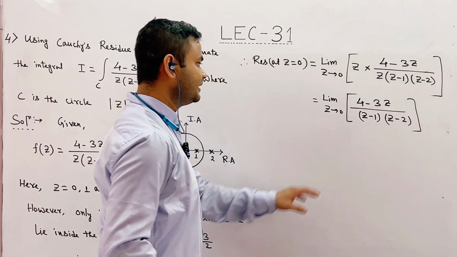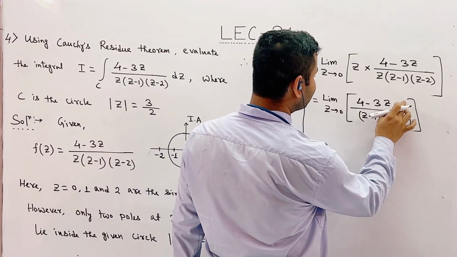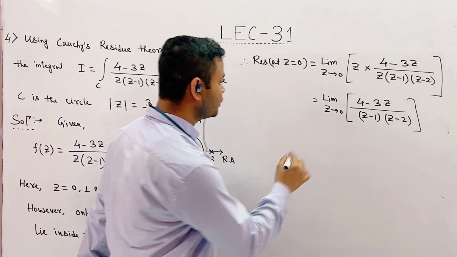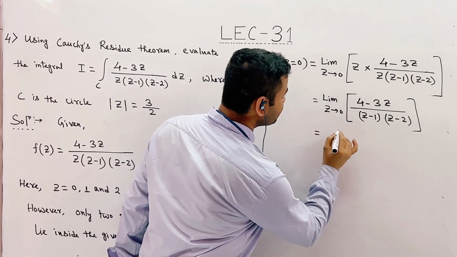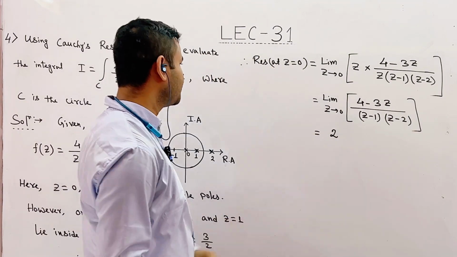Next, let us put the limit. So after putting the limit, we get (4 minus 0) divided by (minus 1) into (minus 2). That means 4 by 2. So finally we will get 2. So residue at z equal to 0 is 2.